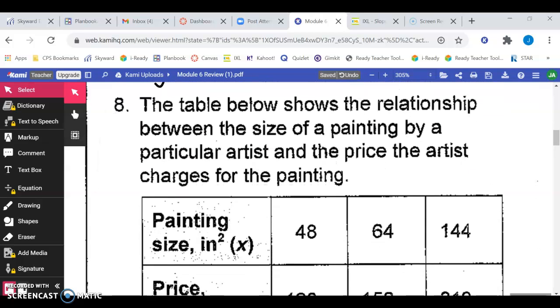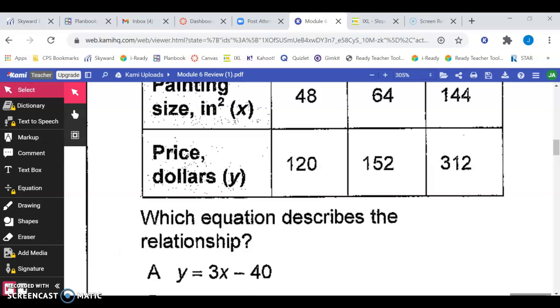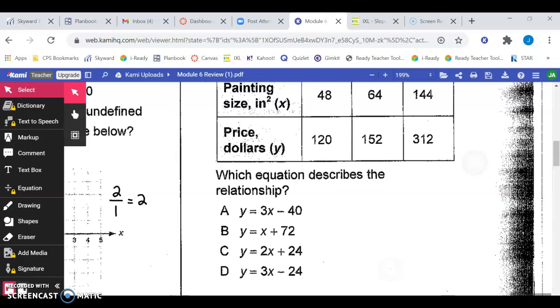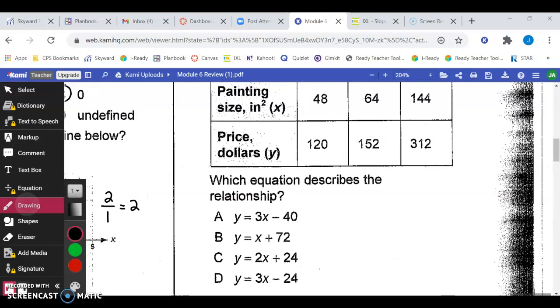The table below shows the relationship between the size of a painting by a particular artist and the price the artist charges for the paintings. So which equation describes this relationship? So what we're going to do is plug in the x values into these equations and see if we get out our y values. So when I plug in 48 for x, I'm going to do 3 times 48 minus 40. And when I do that, I get 104.